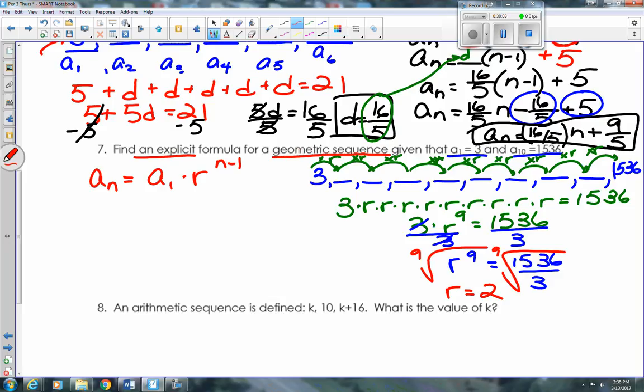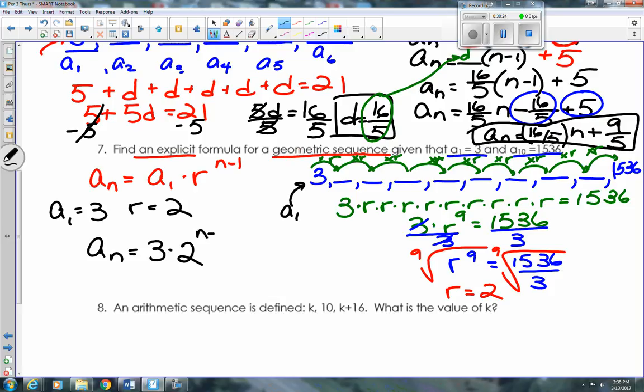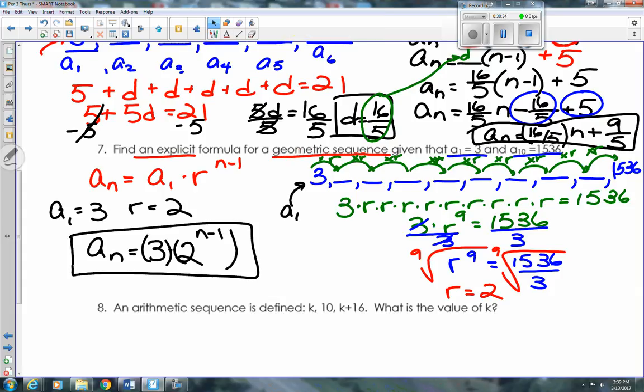So now I know R is 2. I know my A1. That's my first term. A1 equals 3. R equals 2. And my formula becomes a subscript n equals A1 or 3 times 2 to the n minus 1 power. And again, if you want to put parentheses around that, you may. But there's our explicit formula.